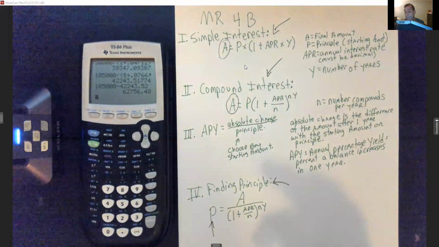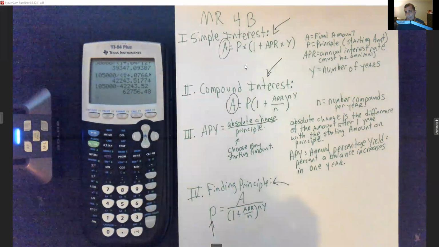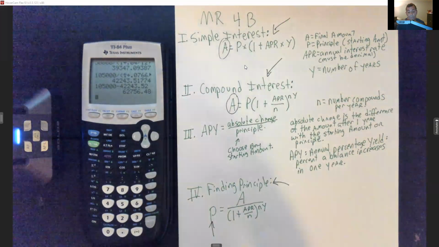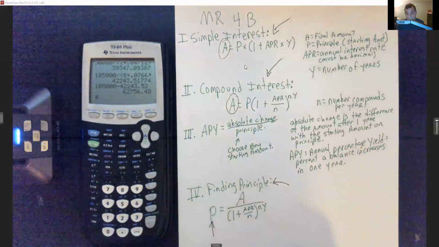So if you have trouble with these percents, do your MR support for 4B, because that's all I did in that was convert decimals, fractions, and percent, okay?